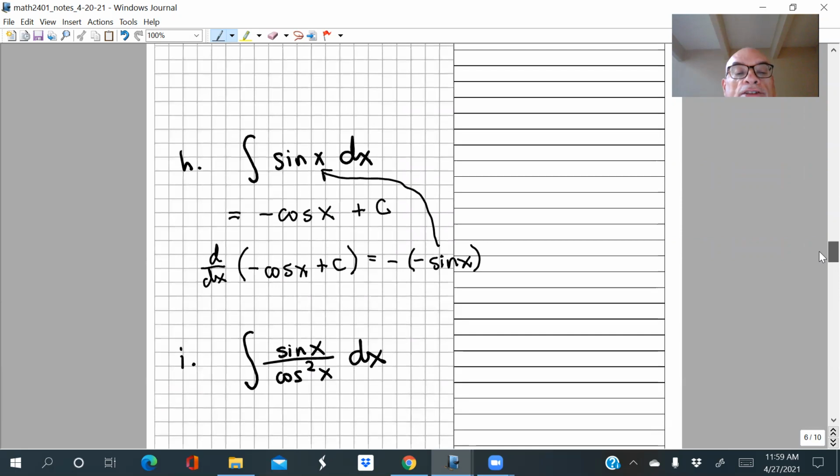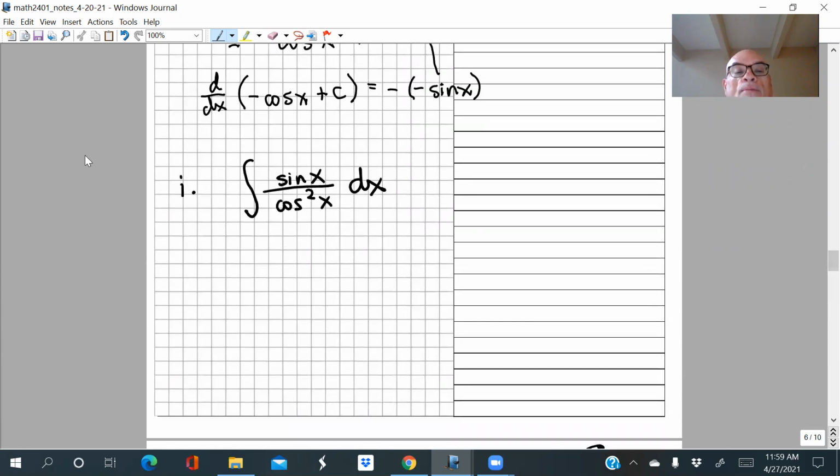All right, so let's try this one. This one looks terrible: sine of x over cosine squared of x. That really would be hard if we didn't simplify this. I'm sure I couldn't integrate this without simplifying it. But it turns out that you can simplify sine over cosine squared, because, let's see if I do this right.